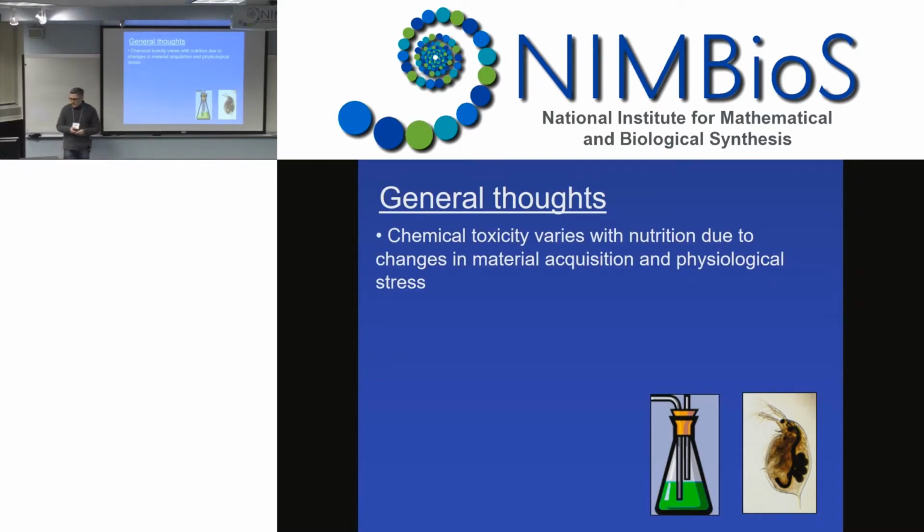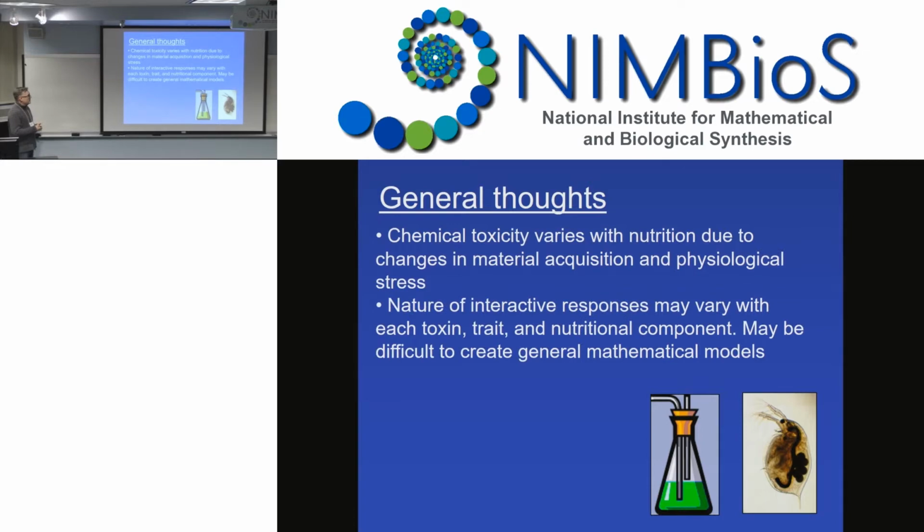So we're at the end here. I don't know how much time I've taken. I have some general thoughts, and I'd be interested in answering questions. Chemical toxicity varies with nutrition. I think that's pretty clear. The nature of the interactive effects could vary with toxin trait and nutritional components, and we need to keep that in mind if we're creating more general mathematical models.